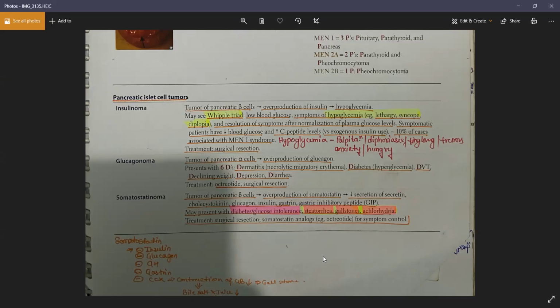Okay, so for the symptoms of somatostatinoma, you can remember them by inhibition of the insulin, inhibition of the glucagon, inhibition of the growth hormone, inhibition of the gastrin, and inhibition of the cholecystokinin. All of these symptoms are because of inhibition of these hormones.